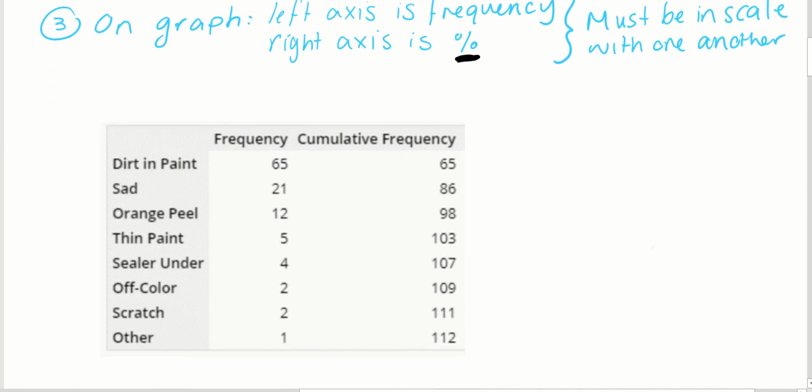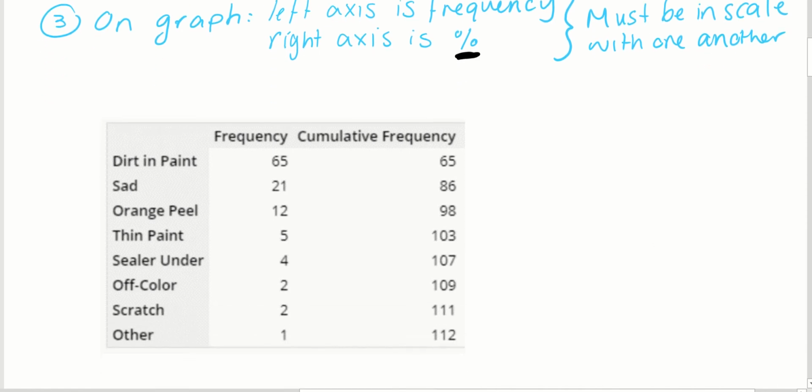Now you need to be able to analyse and construct these. So you could be given one and you have to answer questions about it, or you're constructing one. So I'm going to add in my cumulative percentage. So percent, I'll just write that column.